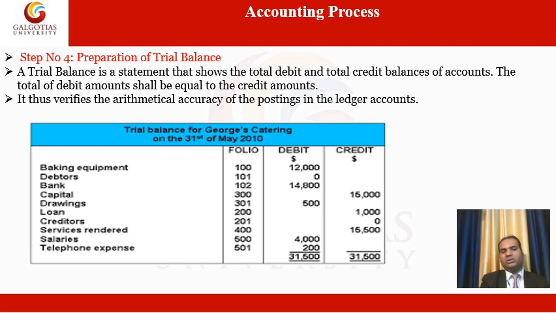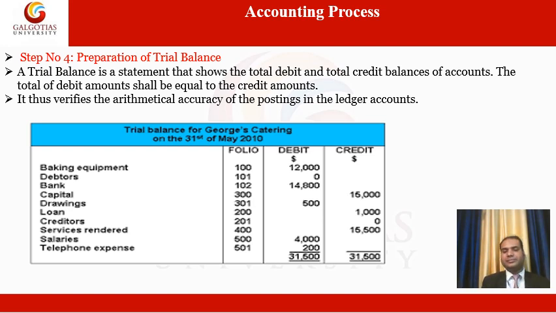Students, now I'm going to discuss step number 4 of the accounting process, that is preparation of trial balance. What do you mean by preparation of trial balance? A trial balance is a statement that shows the total debit and the total credit balance of accounts. The total of debit amount shall be equal to the credit amount. Thus, it verifies the arithmetical accuracy of the posting in the ledger accounts.